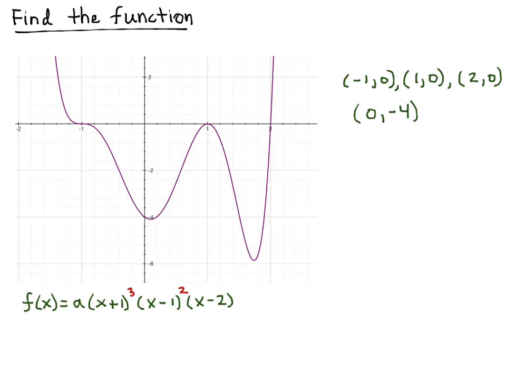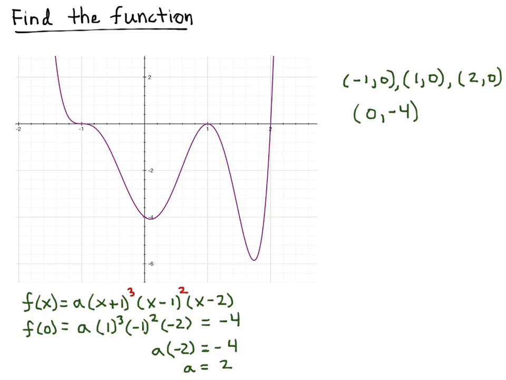Okay, so now that we have this part here, we can figure out what a is by doing the same thing that we did on those other ones, where you just stick in our point and see what a has to be to make that point work. So f at 0 is going to be a times 1 cubed times negative 1 squared times negative 2, which equals negative 4. That's where we get f at 0 equals negative 4. Then I multiply out those factors in parentheses, and I get negative 2a equals negative 4, so a equals 2. And so my function turns out to be 2 times x plus 1 cubed times x minus 1 squared times x minus 2.